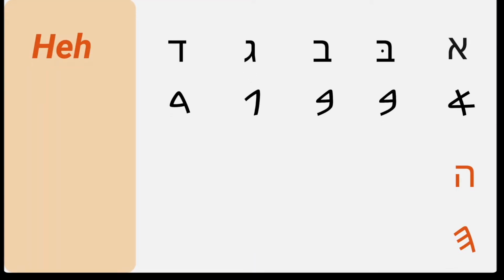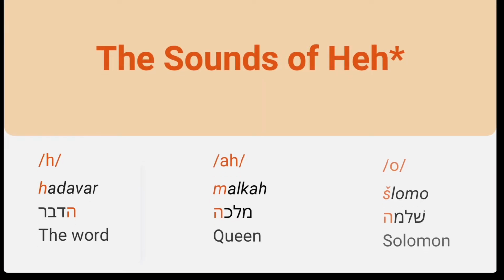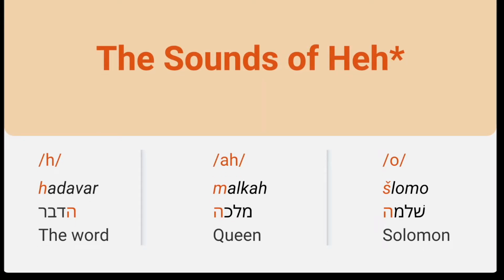The fifth letter of the Hebrew Aleph Bet, and our first one for today, is the letter He. He often makes a soft H sound, like in the word happy. And we see that on the left with hadavar, which means the word. Hadavar. The word. And you hear the ha at the beginning.